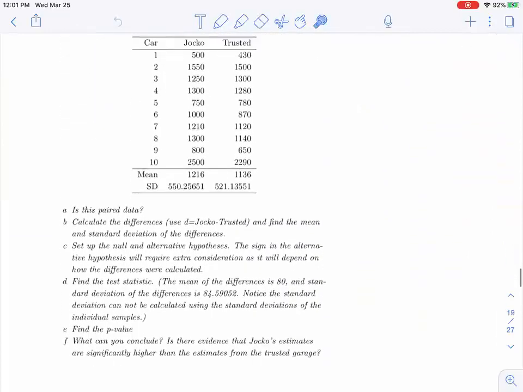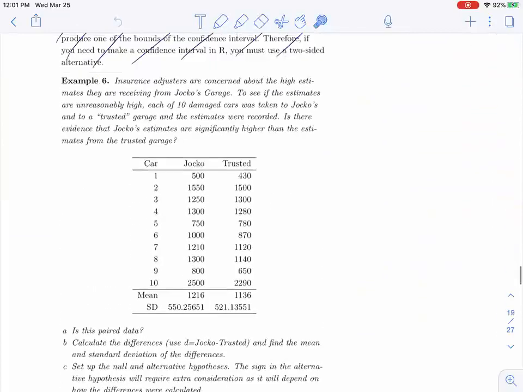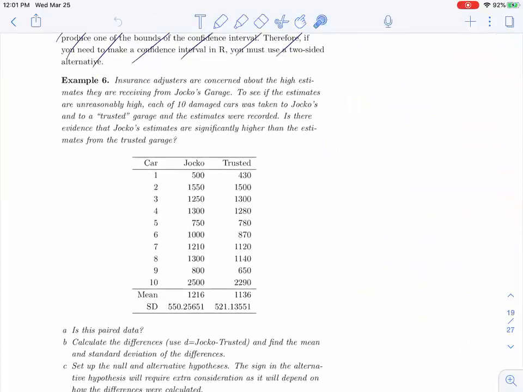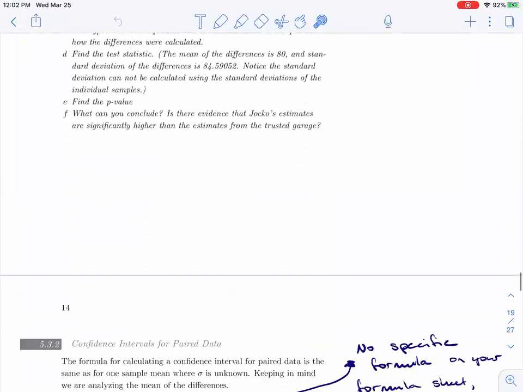Here, Jocko's garage. So funny to say. Insurance adjusters are concerned about the high estimates they're receiving from Jocko's garage. Sounds suspect. To see if the estimates are unreasonably high, each of 10 damaged cars was taken to Jocko's and to a trusted garage, and the estimates were recorded. Is there evidence that Jocko's estimates are significantly higher than the estimates from the trusted garage?